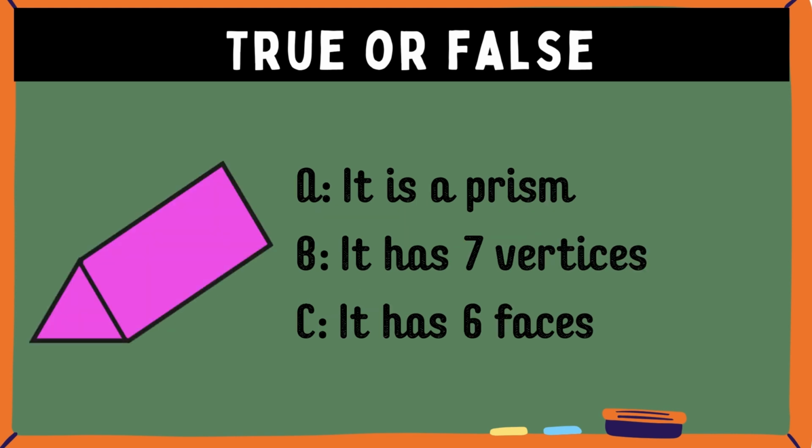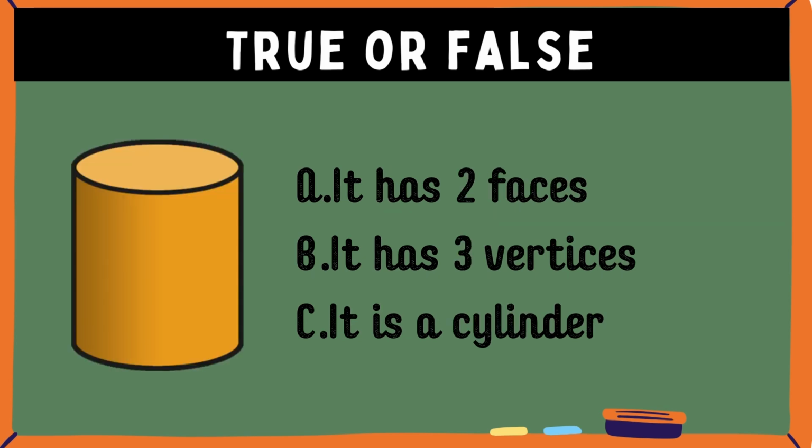On your next question, can you find out which statement is true? A. It is a prism. B. It has 7 vertices. And C. It has 6 faces. Which statement is true? Brilliant. It's a prism. And here is our last question. Can you find the true statement here as well? A. It has 2 faces. B. It has 3 vertices. C. It is a cylinder. Well done. It is a cylinder.